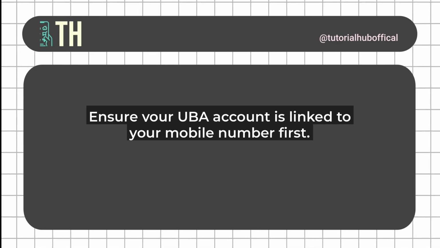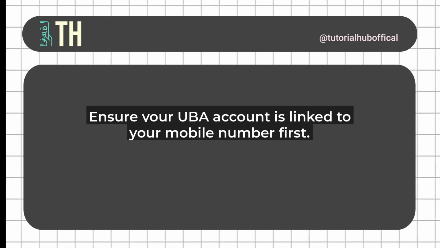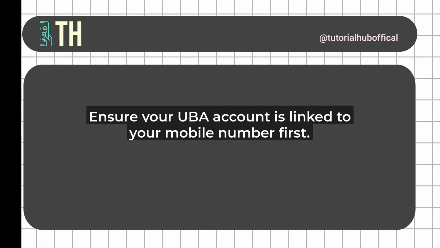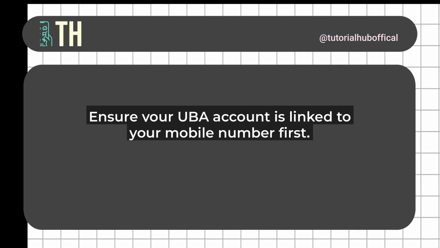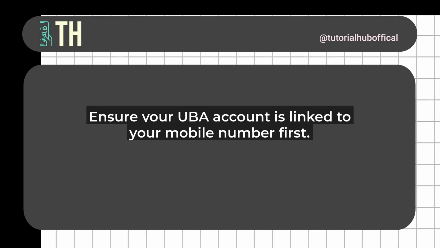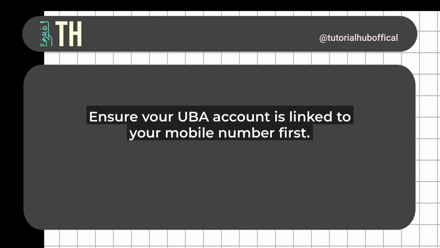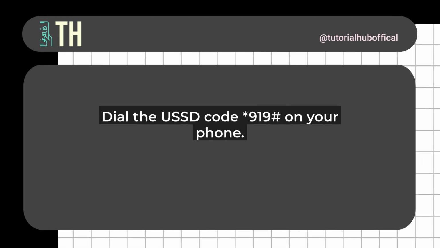First things first, make sure your UBA account is linked to your mobile number. If it isn't, you'll need to visit a UBA branch or use the mobile app to register it. It's a quick process to avoid any hiccups later. Now, let's dive into the steps.